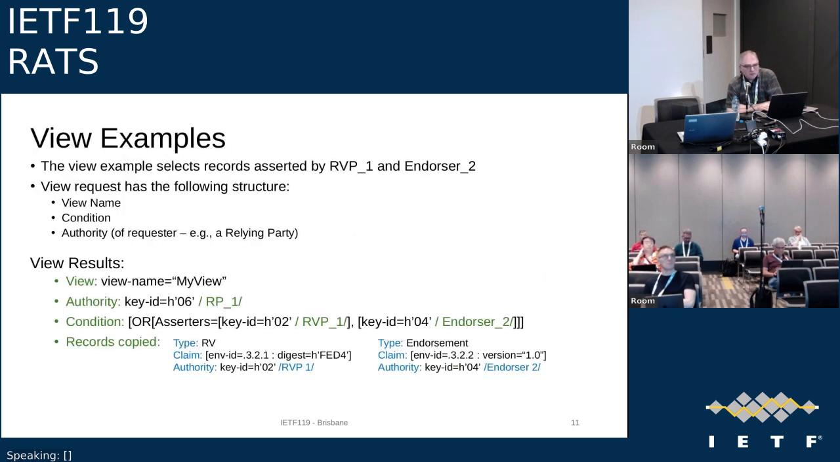And what you might expect to see then is something that looks like this, where the view name is whatever the requester wanted it to be, my view. The authority is under the authority of the requester, in this case, the relying party number one. The condition is essentially an or condition saying if the asserter is the authority of RVP1 or the authority of endorser 2, then accept their claims. And so the records copied would be these, a reference value and an endorsed value record, as you see there. So that's basically it for the presentation.